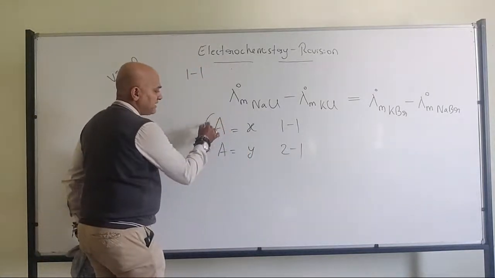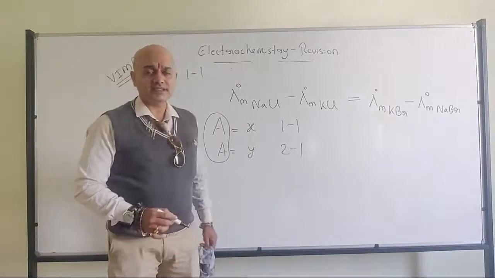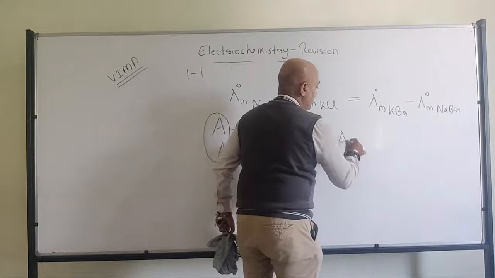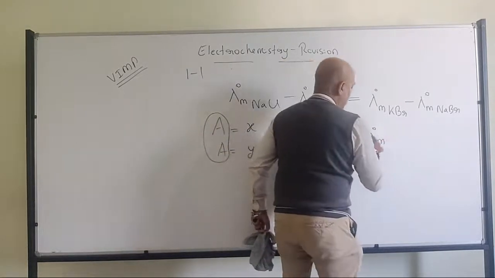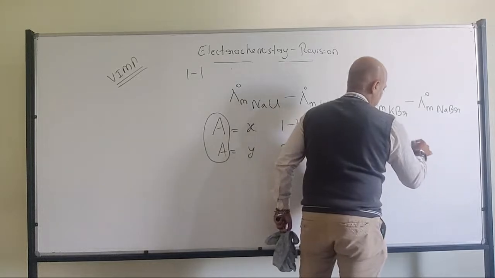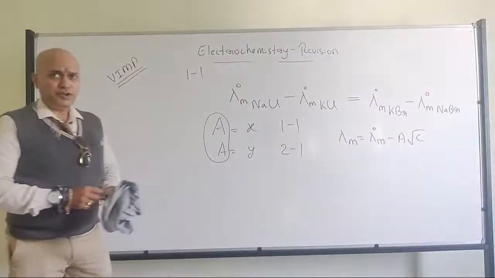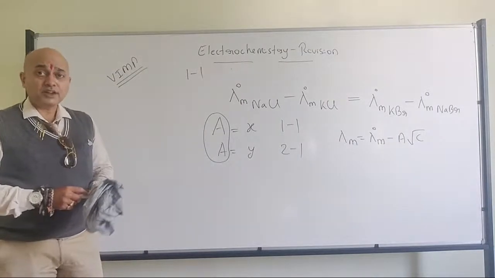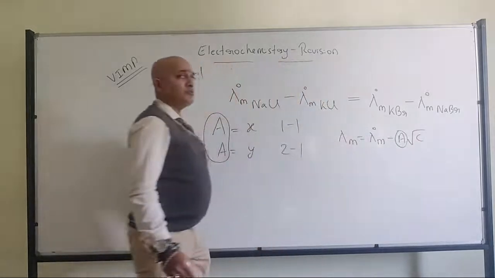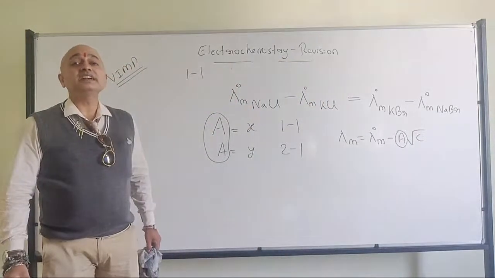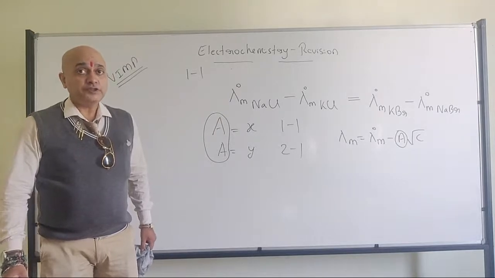So for all those things, it is applicable. What I mean to tell here is, in the previous equation we discussed, molar conductivity is equal to limiting molar conductivity minus A square root of C. I am talking about this particular A value. It will be the same for different electrolytes, but they should be of the same type.